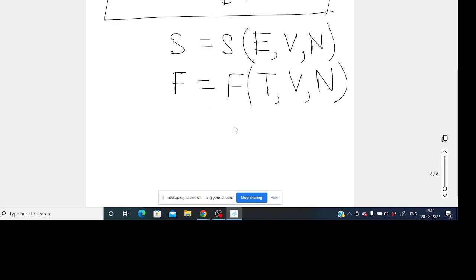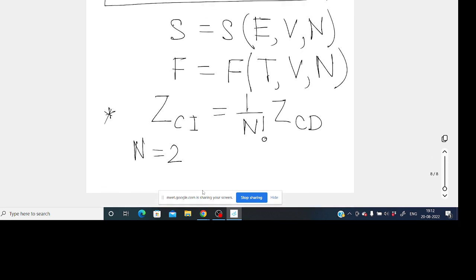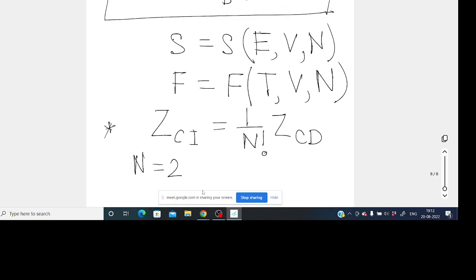Okay. So the screen is visible, right? Okay. So you have this. Why this, right? That's your question, right? Why is there 1 by n factorial? Here n is 2 in our question, right? There are 2 particles in that question. So why 1 by n factorial? That's your question. This 1 by n factorial is called the Gibbs factor.